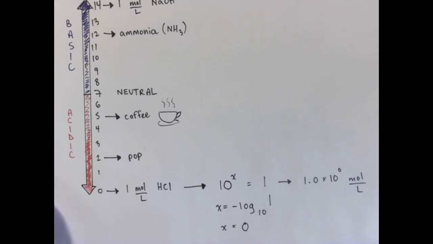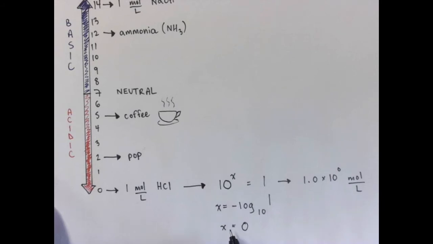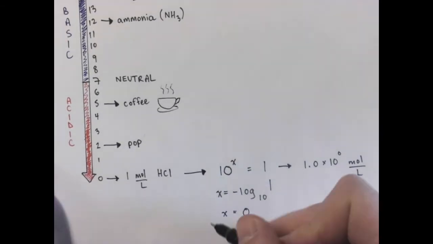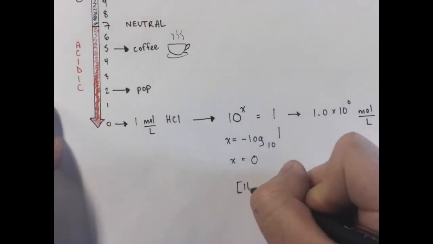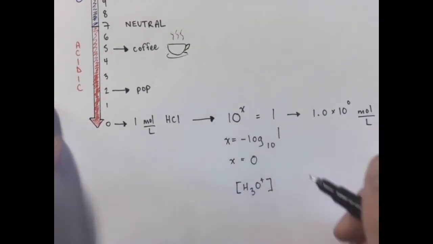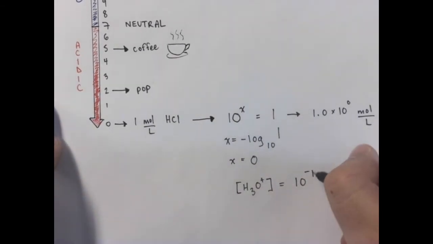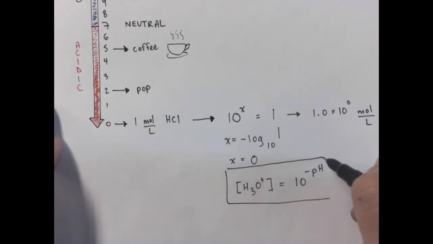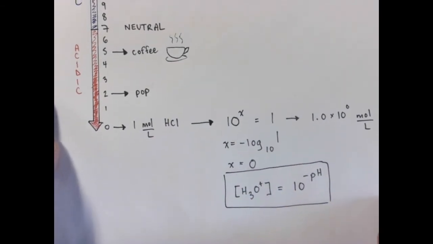And notice what we did here. If we want to actually write out a concentration of something, I did 10 to that pH, and because 0 is neither positive nor negative, I didn't have to write the negative sign in. But otherwise, if you want to find the concentration from a pH, all we do is we write the hydronium ion concentration equals 10 to the negative of that pH value.